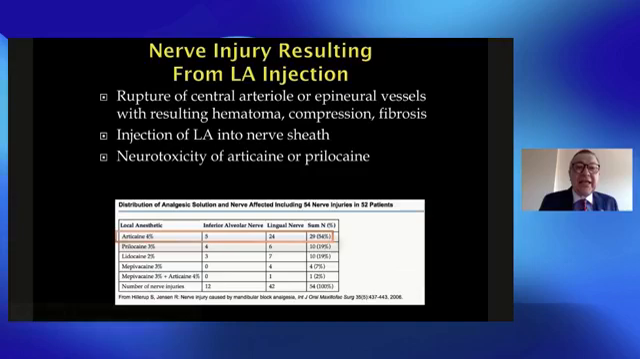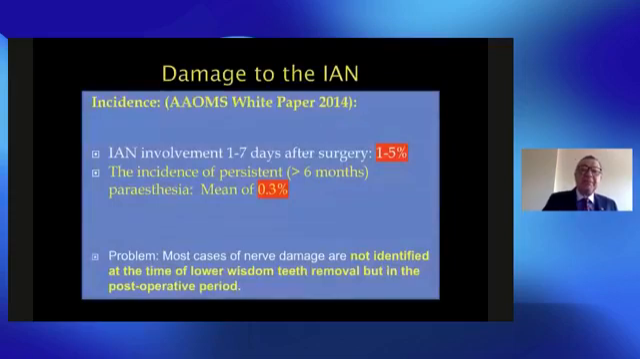Just by injecting this close to the mandibular foramen, we can cause a rupture of the arteriole. We can inject it literally into the nerve sheath. And we know that certain types of local anesthetic agents are neurotoxic, especially articaine. So in our school, in our environment, we will not do IAN blocks with articaine due to its higher neurotoxic potential. In general, nerve damage to the IAN is rare.